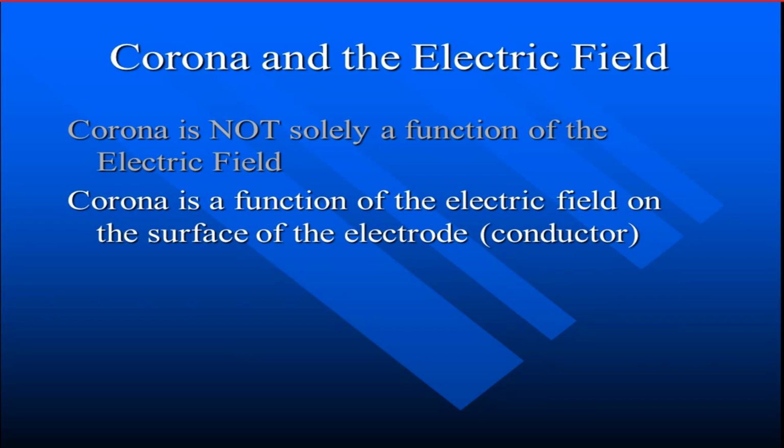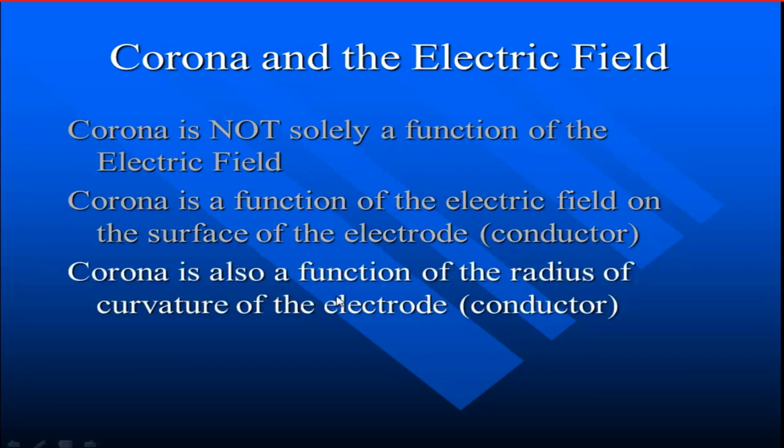Generally voltage gradient is denoted by dV/dx, where x is the distance and V is the voltage. So dV/dx denotes how the voltage changes with distance, right? Again, the electric field on the surface of the electrode or conductor is a function of the radius of curvature of the electrode.